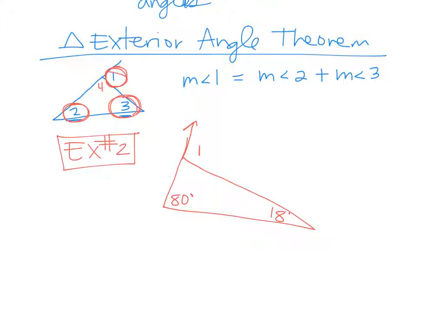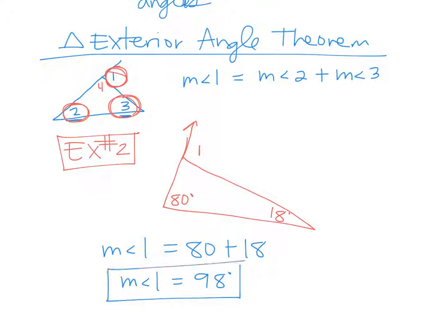So what do we do with 80 and 18? What do you do with the remote interiors? Add, subtract, multiply. You're going to add them, right? So the measure of angle 1 equals 80 plus 18. So the measure of angle 1 would be 98 degrees. Now, this is a shortcut.